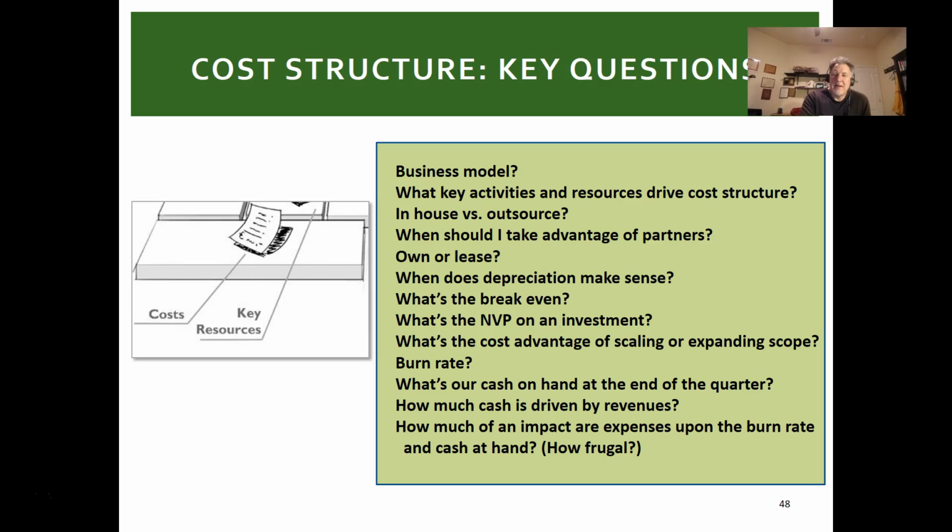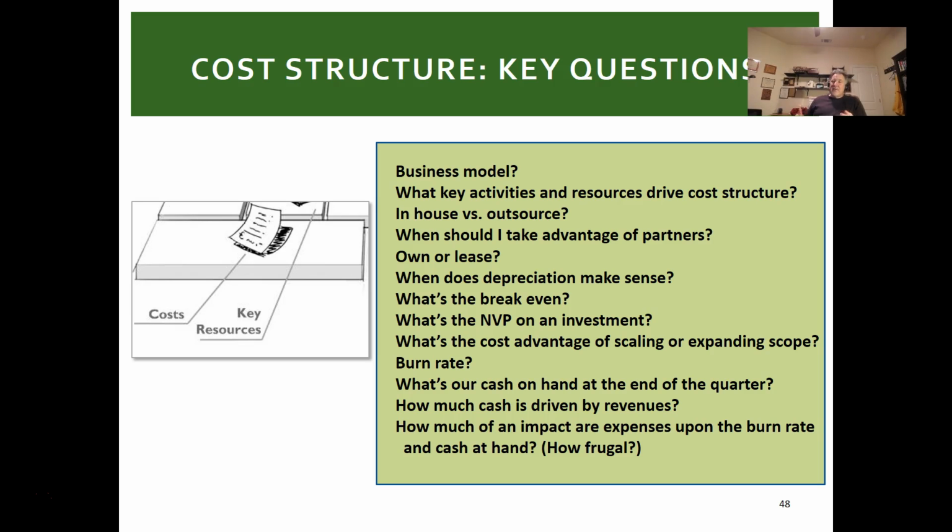So the cost structure, the key questions we have to think about are: how does that cost structure relate to our business model? What activities and resources, in-house versus out-of-house? How do I take advantage of partners? Do I own or lease? Do I depreciate? When do I depreciate when I own it? What is my break-even, my net present value on an investment? What are the cost advantages of scaling or expanding scope? Burn rate: what's our cash on hand, which relates to burn rate? How much cash is driven by revenues versus investors? And how much of an impact are expenses on the burn rate?